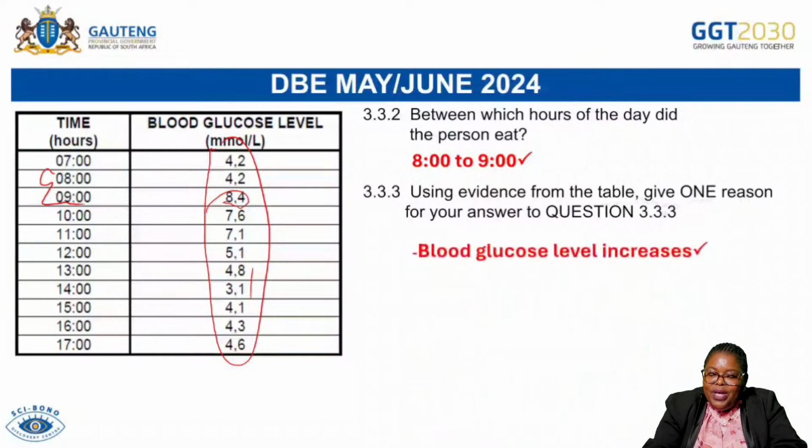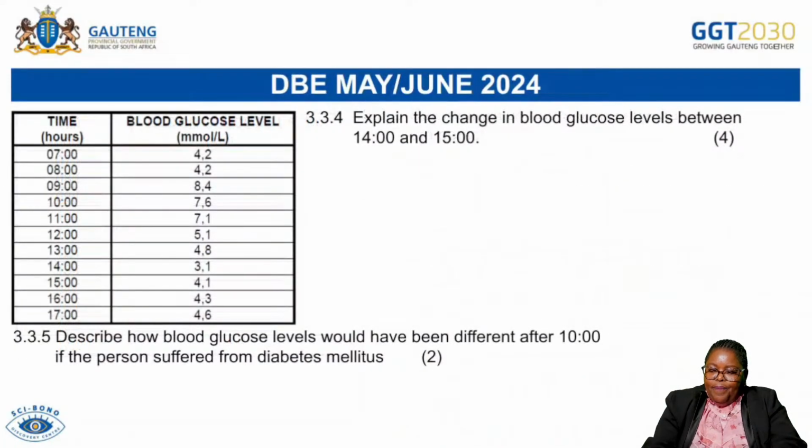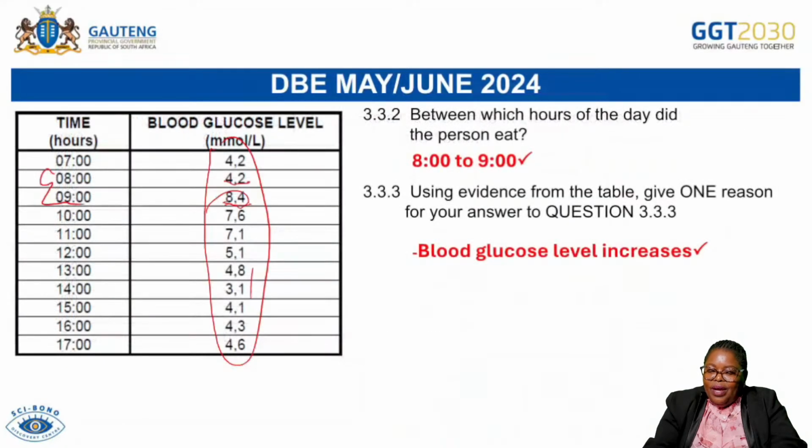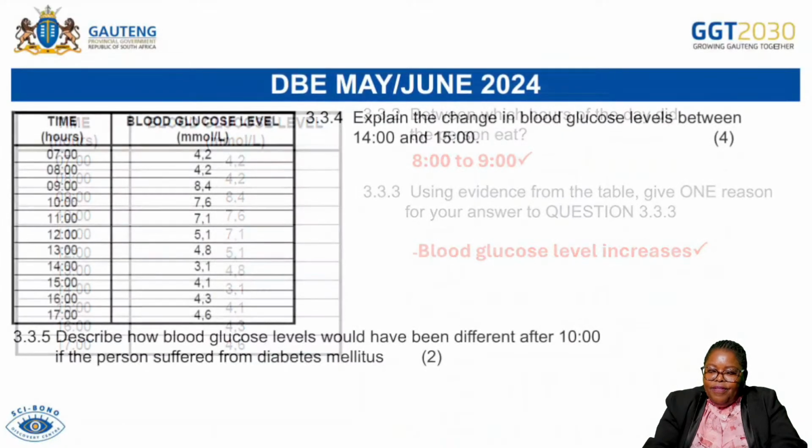So the answer could be that blood glucose level has increased. From 8 to 9, it has increased. Remember, it was 4.2. At 9, it was 8.4. It has increased. So blood glucose level increased there. Okay?